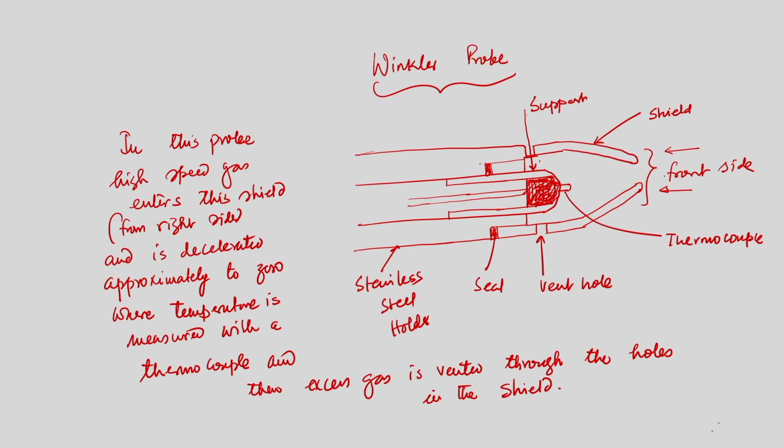In the Winkler probe, essentially the velocity will be increased and that increase will mimic the velocity of the high speed flows, but it is then decelerated as the flow passes through the shield area, and it will be approximated to 0 where temperature will be measured using the thermocouple. So, we can measure the temperature using this probe for high speed flows.